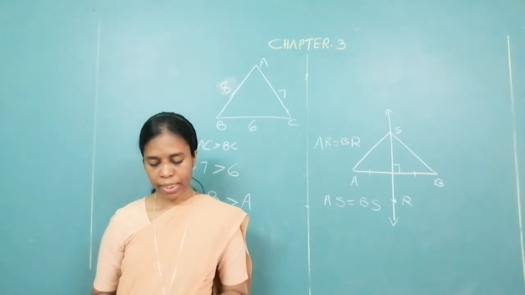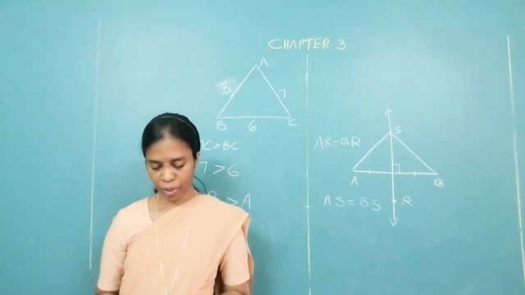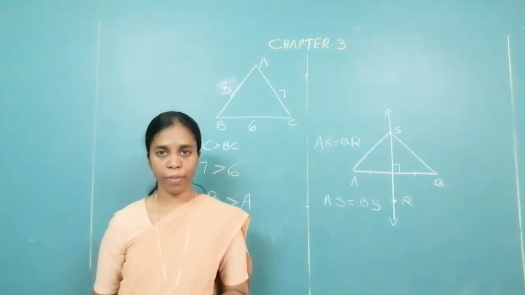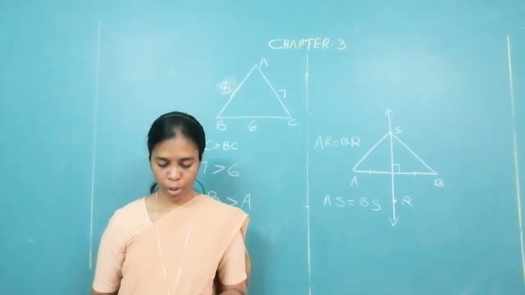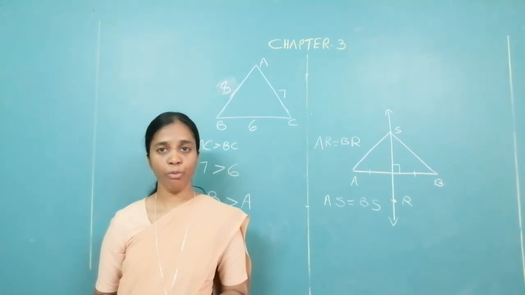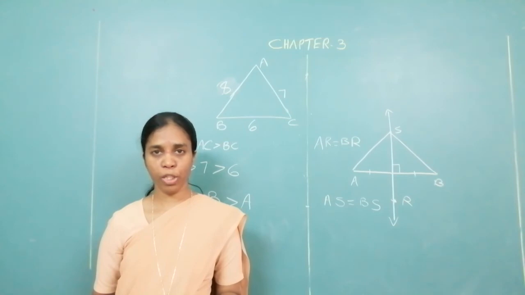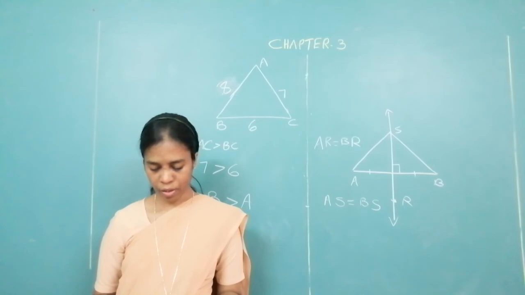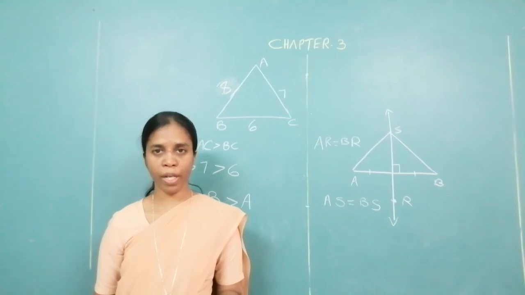Next point, centroid G, the concurrent point of medians, divides each median in the ratio of 2:1. I repeat, centroid G, the concurrent point of medians of a triangle, divides each median in the ratio of 2:1. Next point, the length of the median to the hypotenuse is half the length of the hypotenuse.